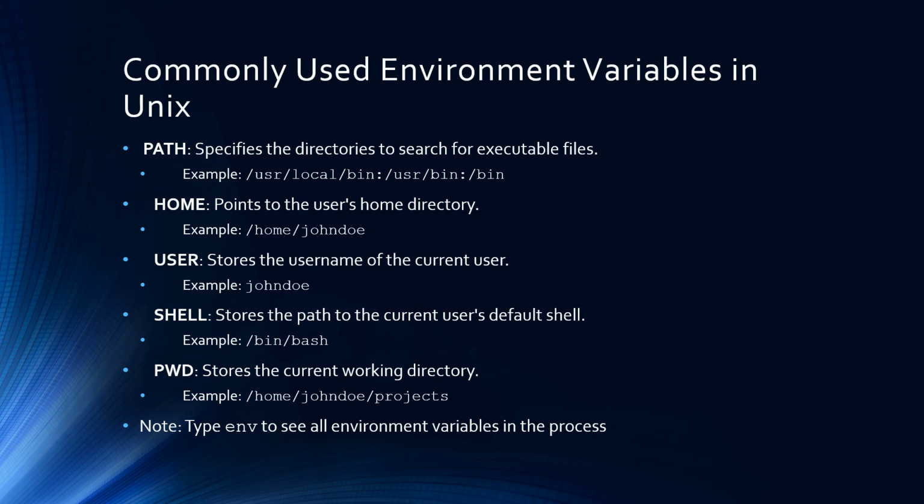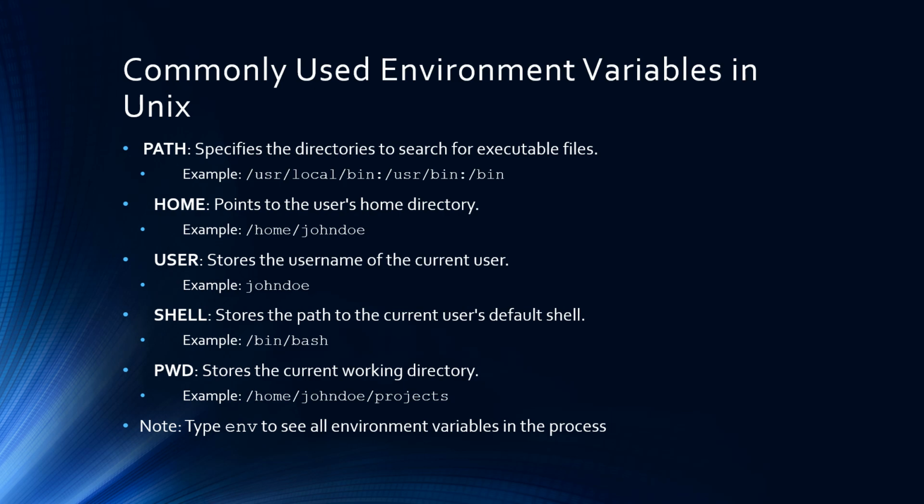In CI/CD pipelines, you might need to modify PATH to include custom tool directories or specific versions of utilities. For example, when working with multiple versions of Node.js or Python, you'll often need to adjust PATH to use the correct version. The HOME variable points to the user's home directory. This is particularly important in CI/CD contexts because build processes often need to access configuration files in the home directory, such as ~/.ssh/config for deployment keys or .npmrc for private NPM registry credentials.